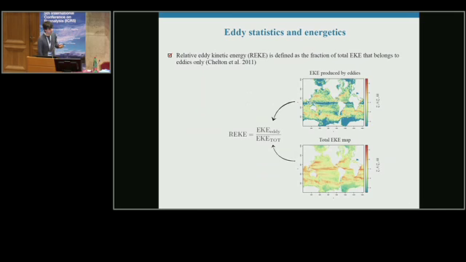So we now compare a measure of the eddy kinetic energy, and we use relative eddy kinetic energy, that is the fraction of eddy kinetic energy that is generated by the eddies, with respect to the total eddy kinetic energy. So you can see that, for example, we don't have the signal at the tropics, since we cannot follow eddies that are bigger than 1,000 kilometers of radius, let's say.